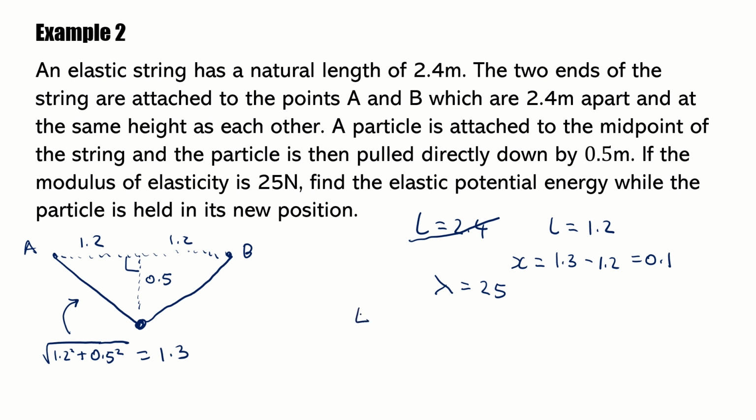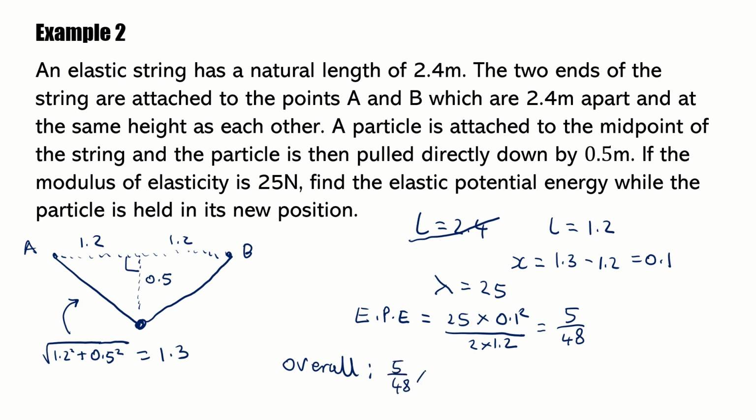So therefore, the elastic potential energy in each half of the string is going to equal 25 times 0.1 squared, all divided by 2 times 1.2. If you work that out, you will get 5/48. However, that's just the elastic potential energy stored in each half of those two mini strings. The total elastic potential energy is therefore overall going to be 5/48 times 2, which will get you as a decimal 0.208 joules to 3 significant figures.